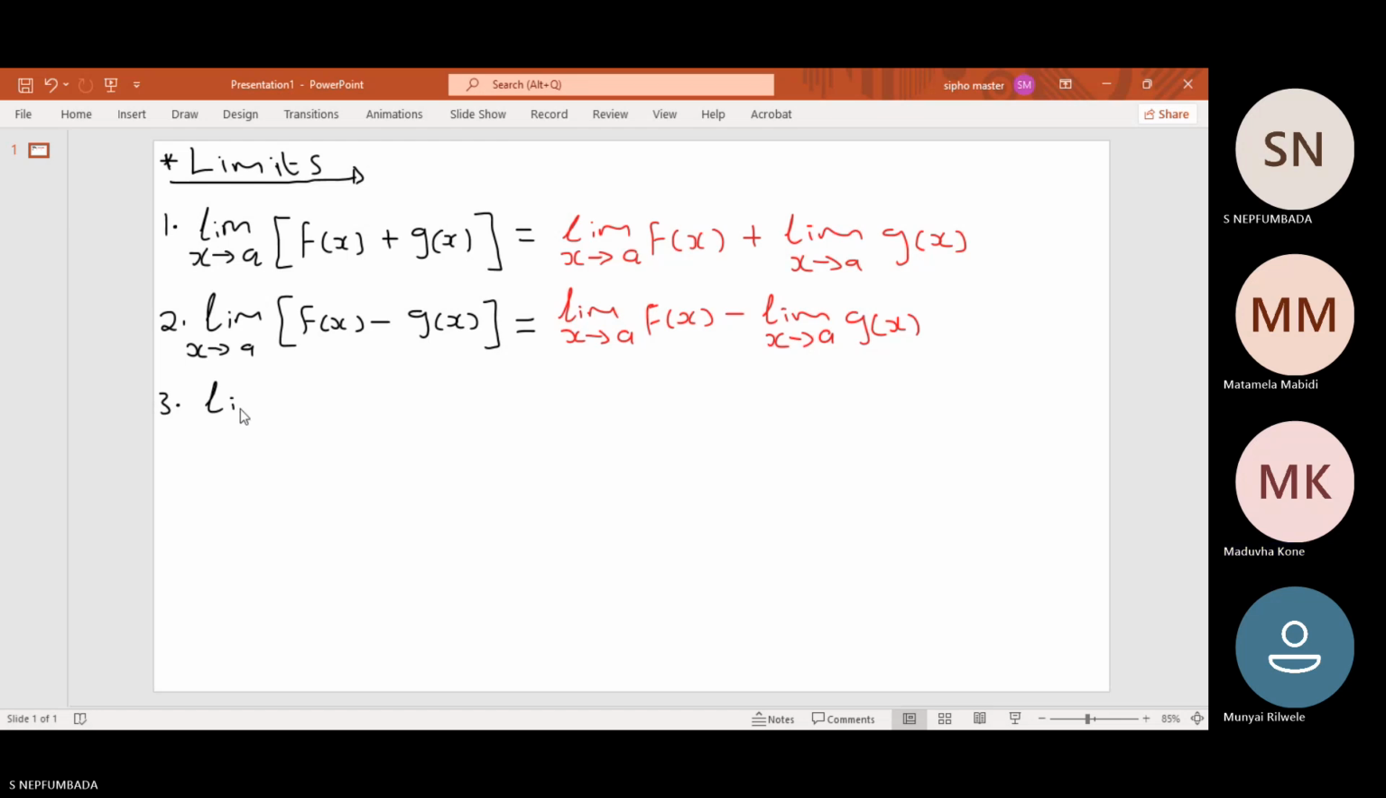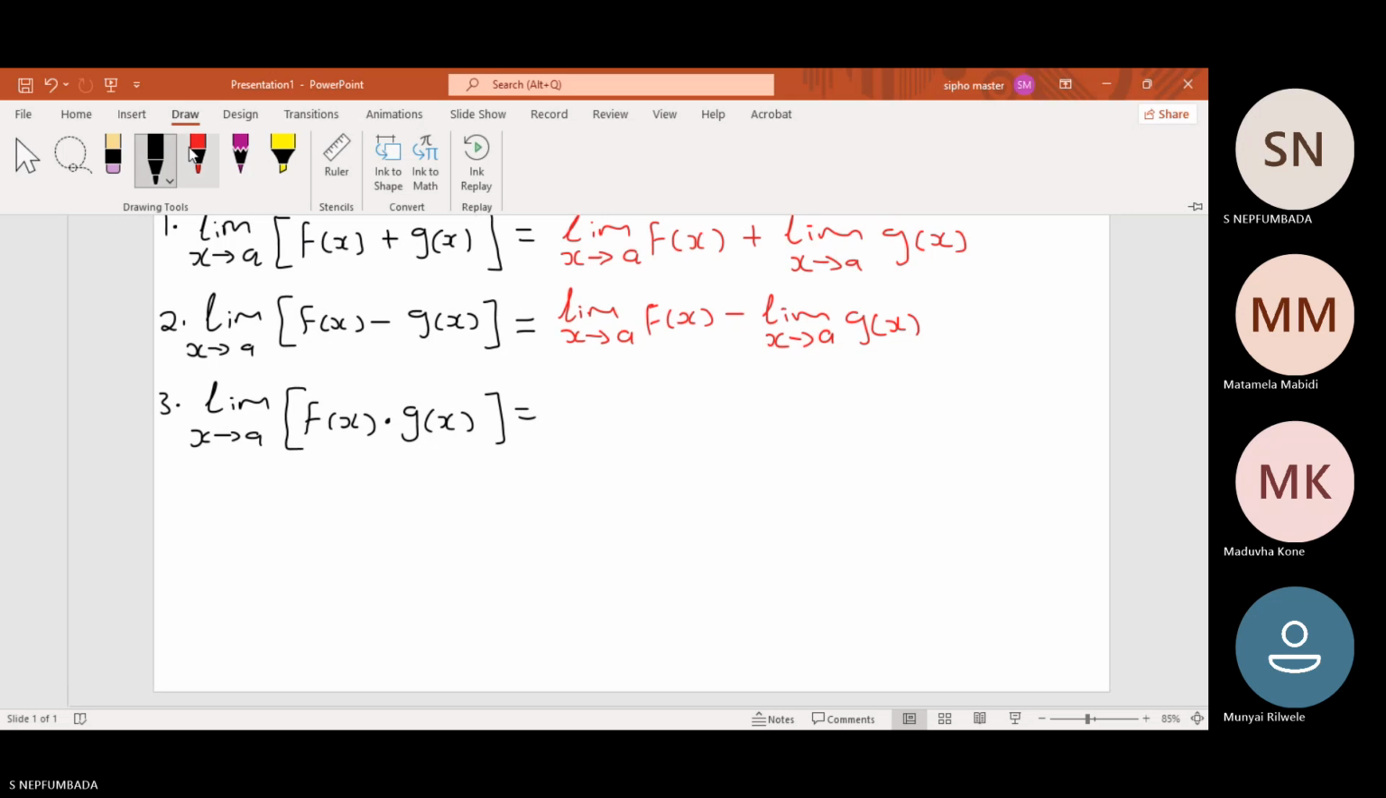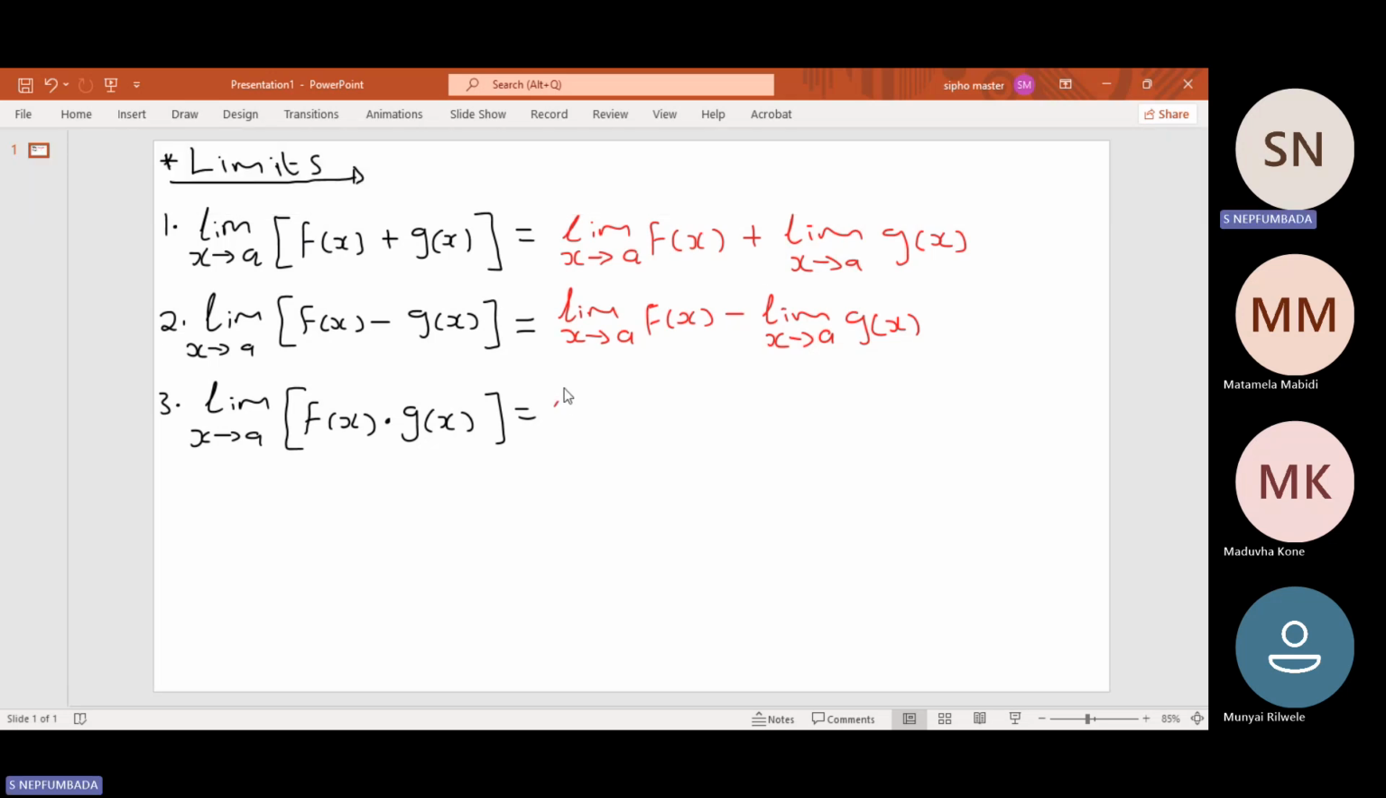Yes. Let's say we have the limit of x approaching a of a function f at x multiplied by g at x. This is the same as the limit of x approaching a of our function f at x multiplied by the limit of x approaching a of our function g at x.